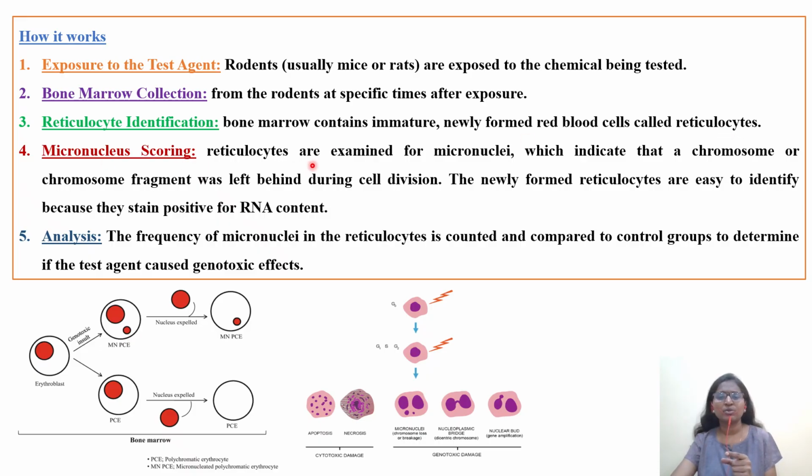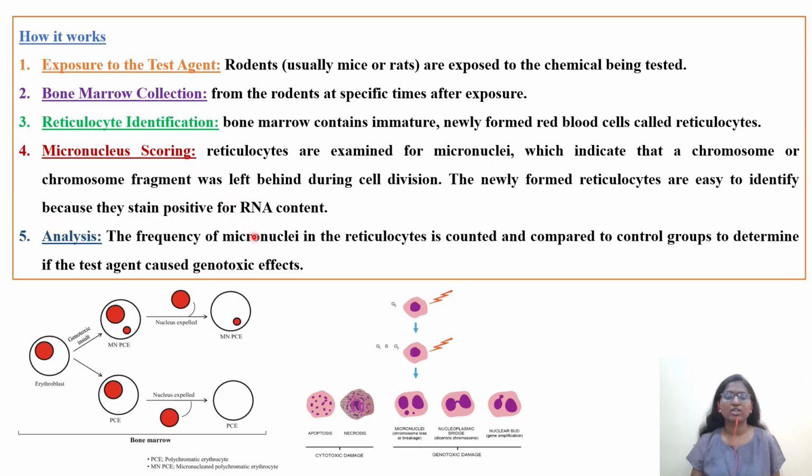Micronucleus scoring: reticulocytes are examined for micronuclei, which indicate that a chromosome or chromosome fragment was left behind during cell division. During the mitotic division, the small fragment will remain in this newly formed erythrocyte. These newly formed erythrocytes are easy to identify because they stain positive for RNA content. Generally, the RBC should be enucleated. The complete nucleus will be expelled from that newly formed cell, but the small particle will remain.